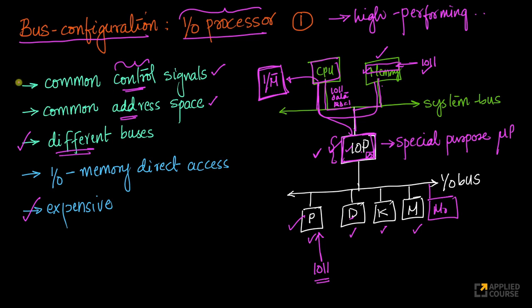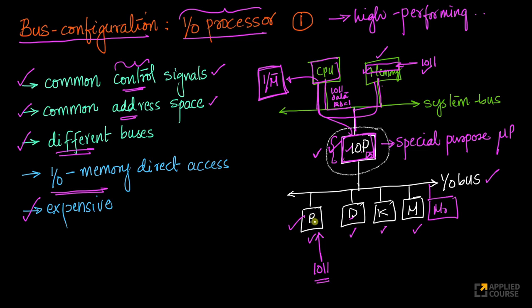So you have common control signals, you have common address space, but you have different buses. You have one bus for all of the IO devices, one bus for the system, and one bus for memory and IO processor. But there is one major advantage which comes with this, which is there is a direct access between IO and memory. Just like your CPU can read and write data from memory, remember your IO processor is also a processor.